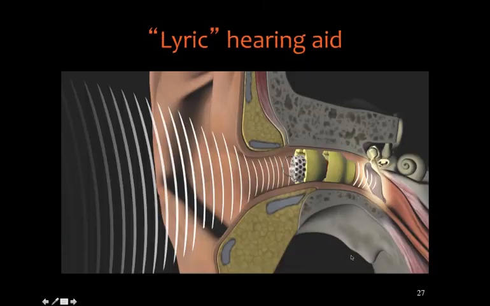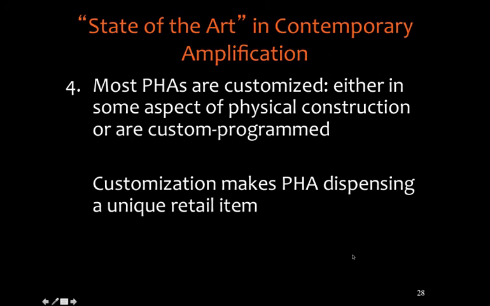Let me get to one last one here. One last state-of-the-art comment has to do with this as follows. Most personal hearing aids are custom-fit devices, both in terms of how they're physically fit to the ear and how they're programmed. Each hearing aid is custom set to match the individual's hearing loss and loudness tolerance contours.